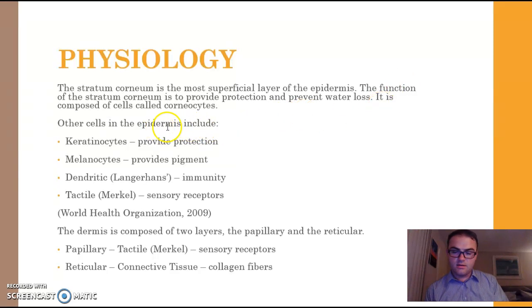It is composed of cells called corneocytes. Other cells in the epidermis include keratinocytes, which provide protection. Melanocytes provide pigment. Dendritic cells provide immunity, and tactile cells are sensory receptors.